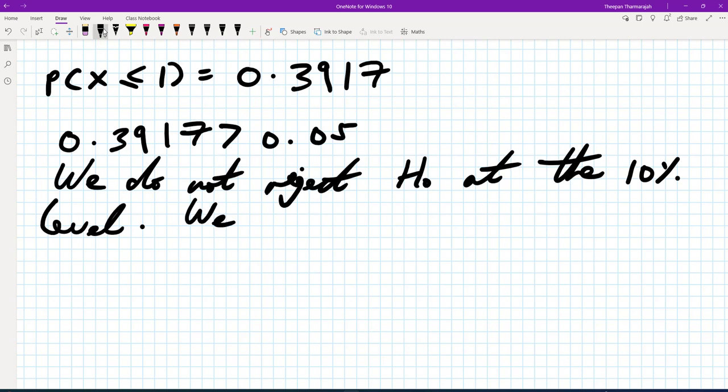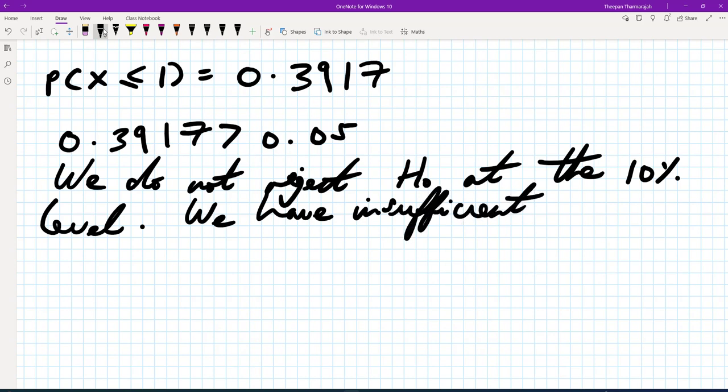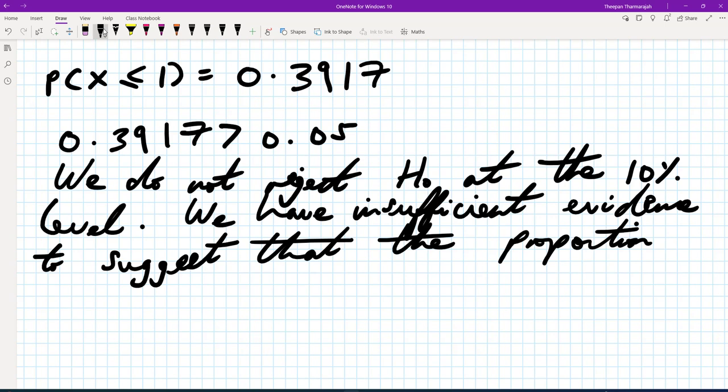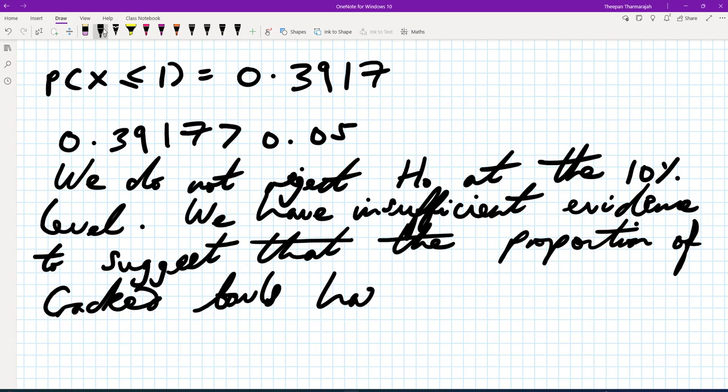And we say we have insufficient evidence to suggest that the proportion of cracked bowls has changed. And we're done.